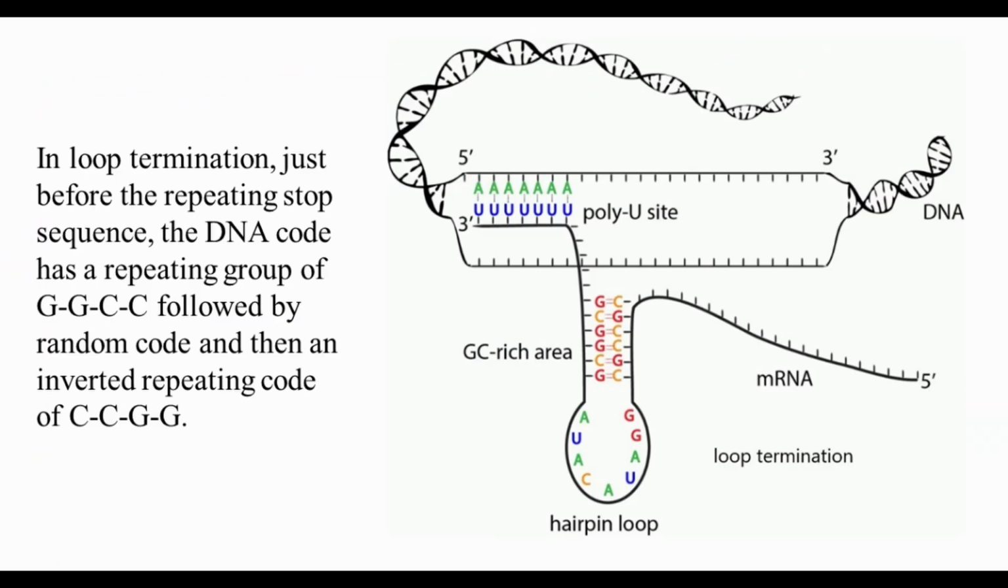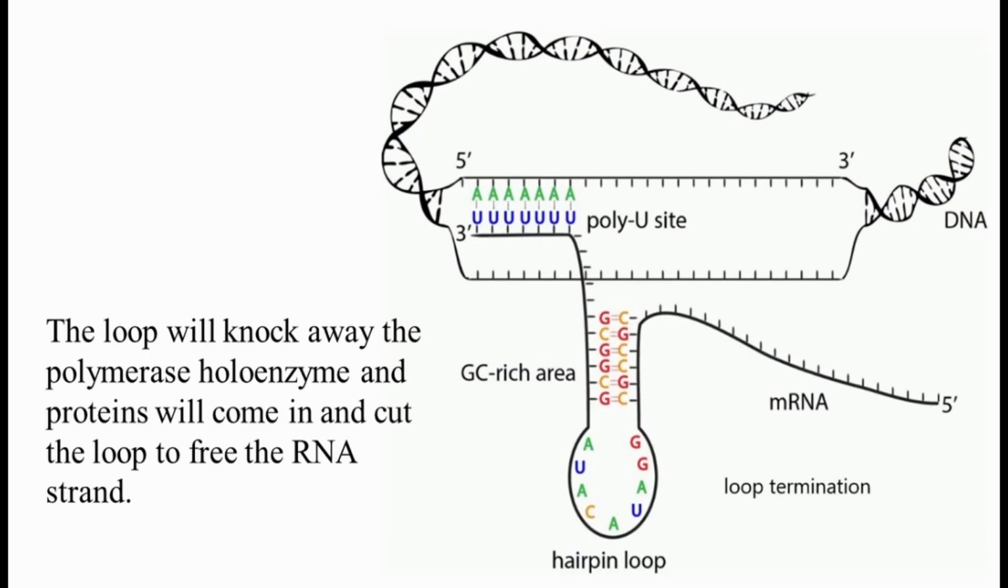In loop termination, just before the repeating stop sequence, the DNA code has a repeating group of GGCC followed by random code and then an inverted repeating code of CCGG. The transcribed RNA will complement the inverted repeating groups with its own complementary sequence CCGG random GGCC. The G's and C's nucleotides will attract each other and triple hydrogen bond into a loop.